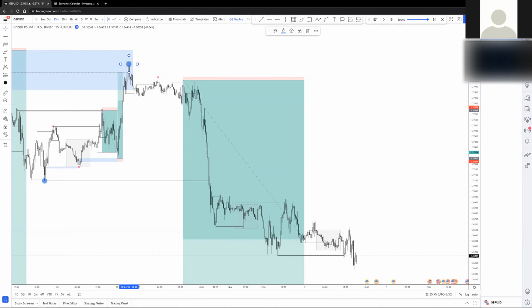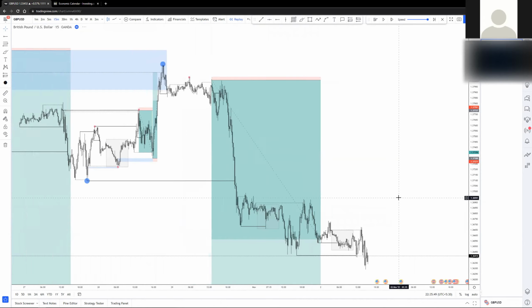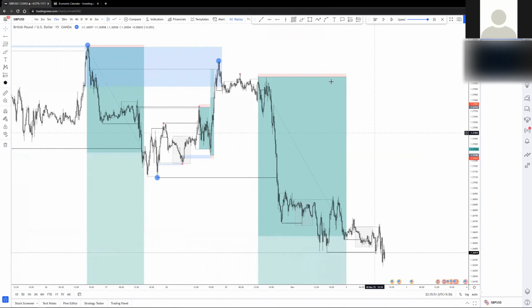Not EU, right? The thing is, you would have seen, I don't use huge lot sizes. So I want a pair that moves a lot. Now EU does not move a lot. GU is perfect.